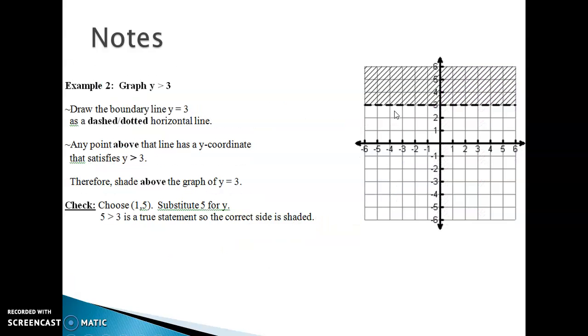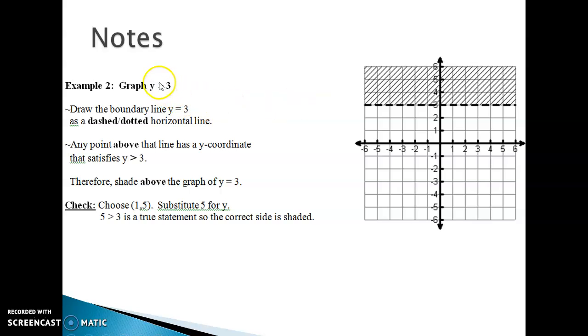Okay, so now looking at another example, we have the inequality, y is greater than 3. So we know right now, looking at our inequality symbol, it is not equal to, so it's got to be a dashed line. We also know that looking at our inequality symbol, it's greater than. Greater than means above, shade above the graph.